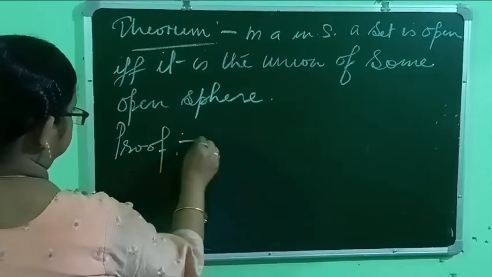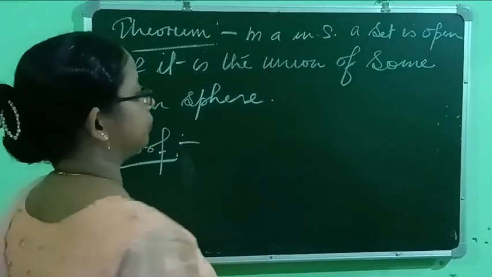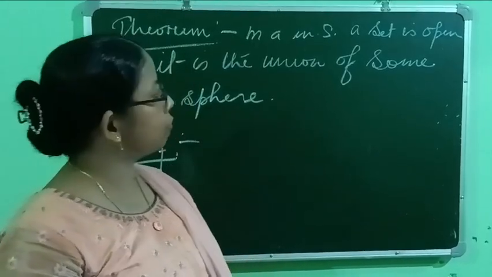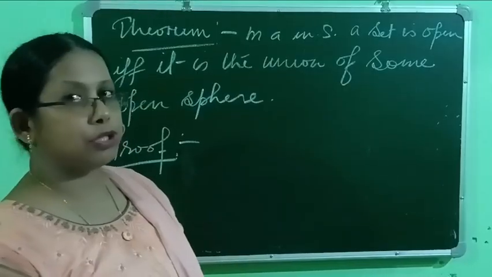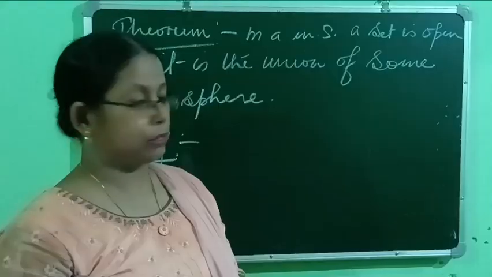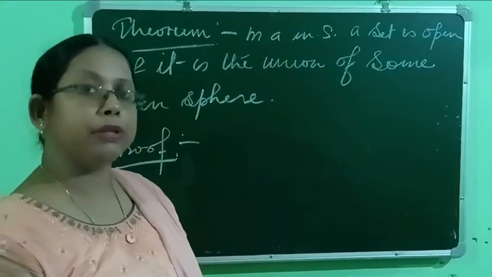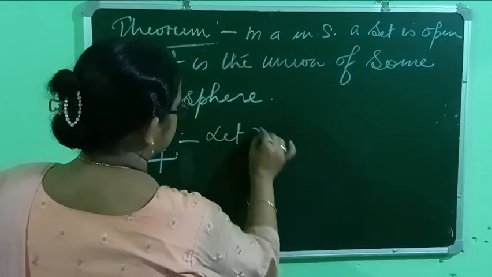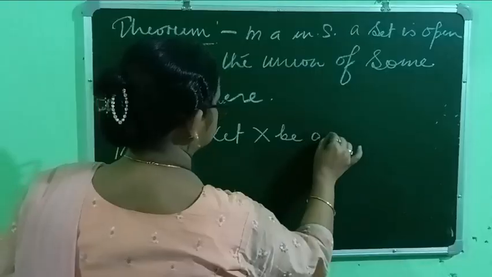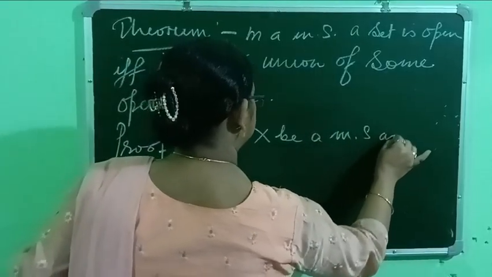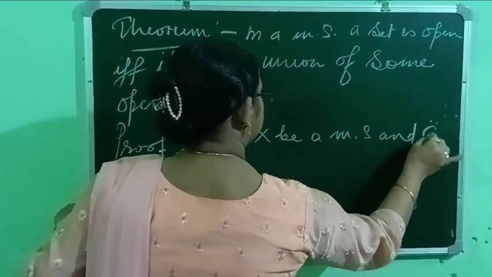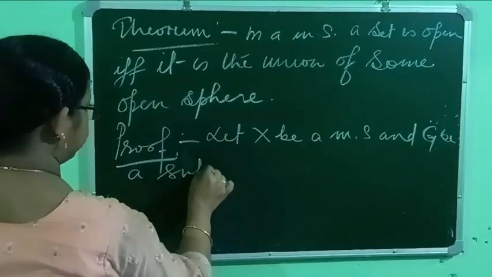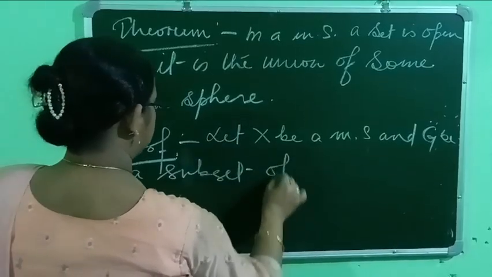Proof. In the statement of the theorem, it is asked to show that a set in a metric space is open if and only if it is union of some open sphere. So, let X be a metric space and G be a subset of X.